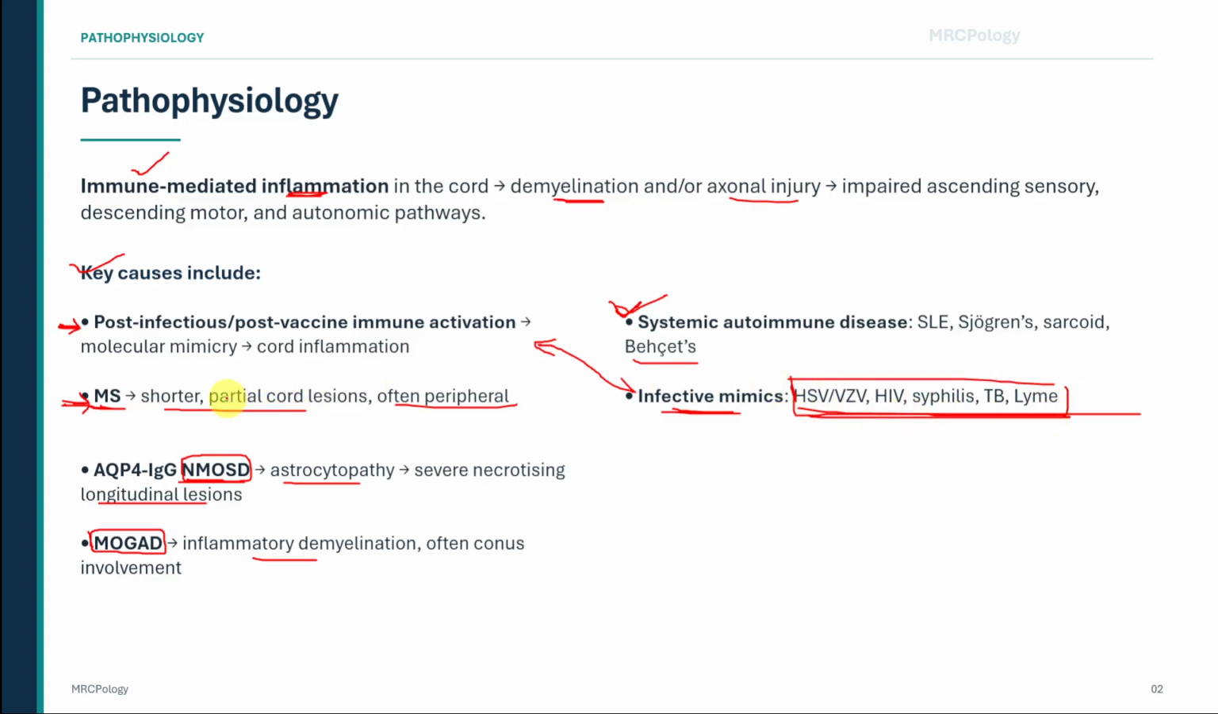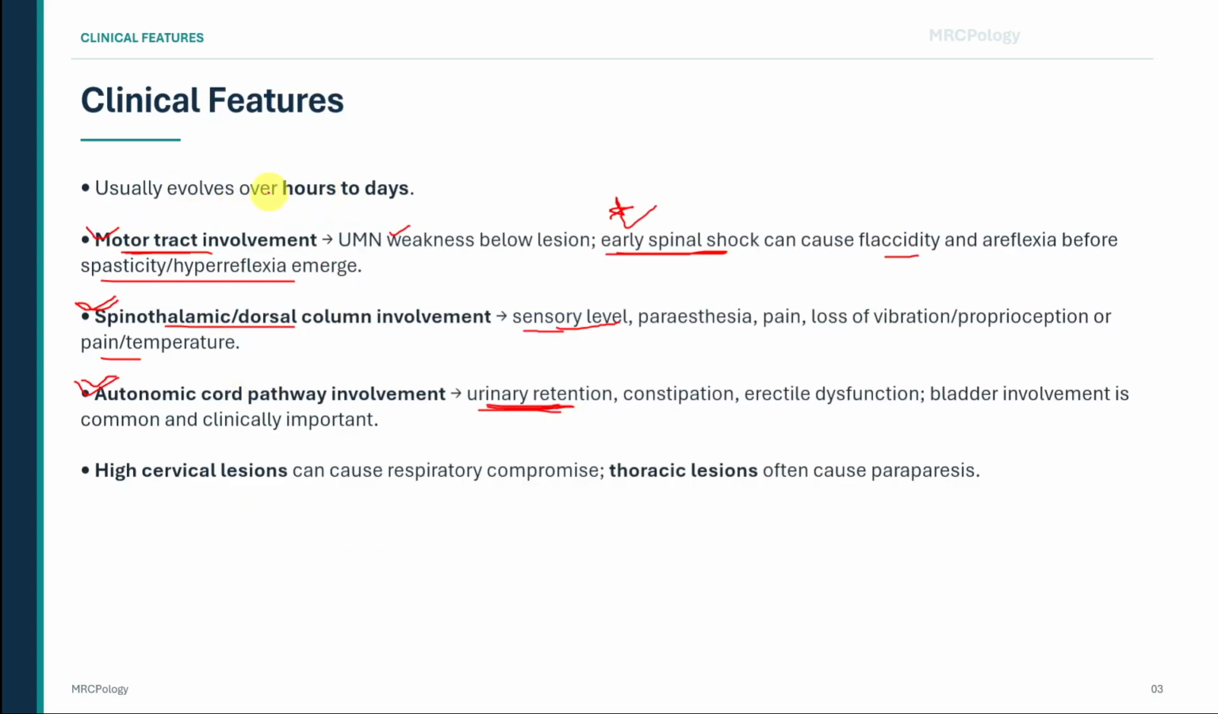Clinically, transverse myelitis usually evolves over hours to days. This time course helps distinguish it from a sudden spinal cord infarct, which is usually abrupt, and from many compressive or degenerative causes, which may be more gradual, although compression can also present acutely. Patients may have weakness below the lesion. A thoracic cord lesion commonly produces paraparesis. A high cervical lesion is more dangerous because it can affect respiratory function. So in a patient with cervical myelitis, always think about breathing, cough strength, and ventilatory compromise.